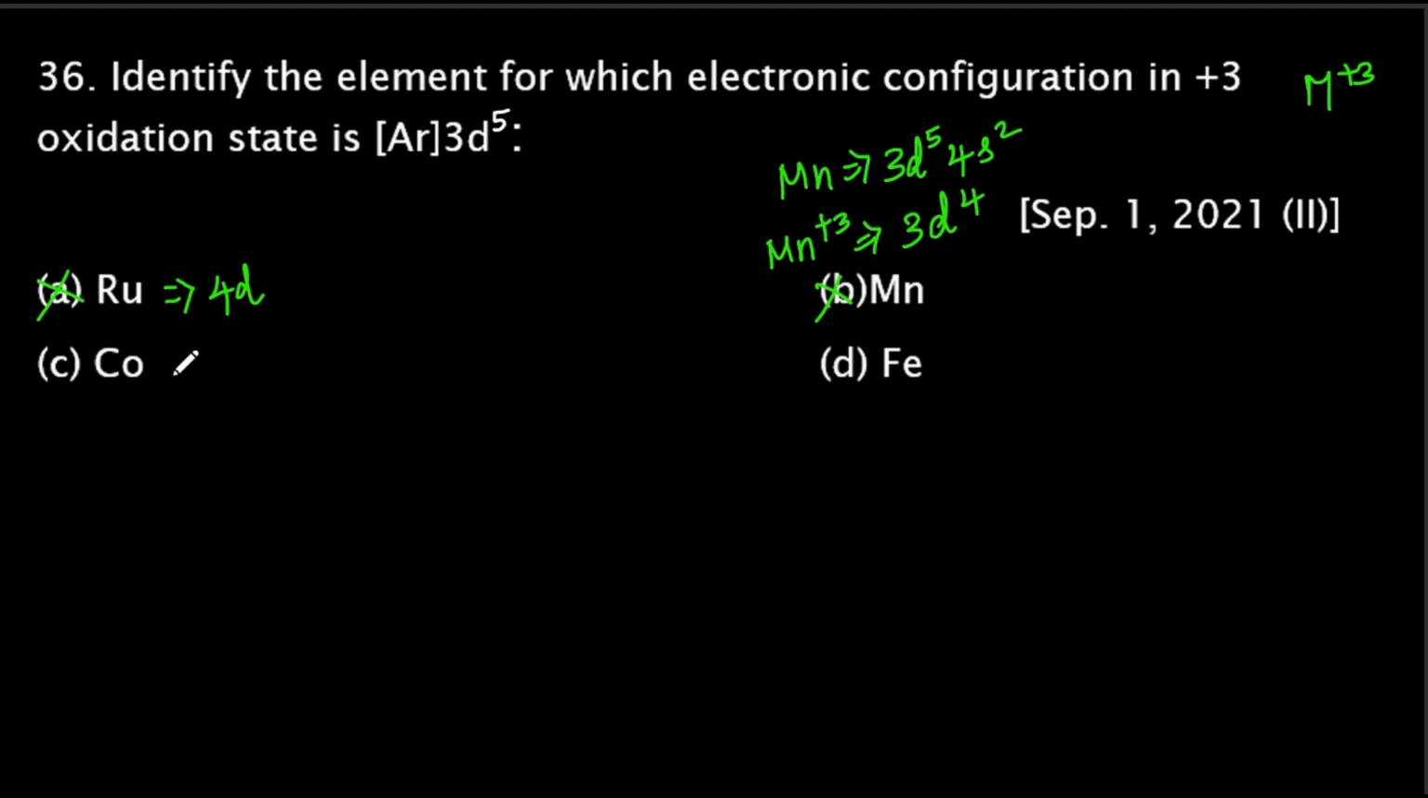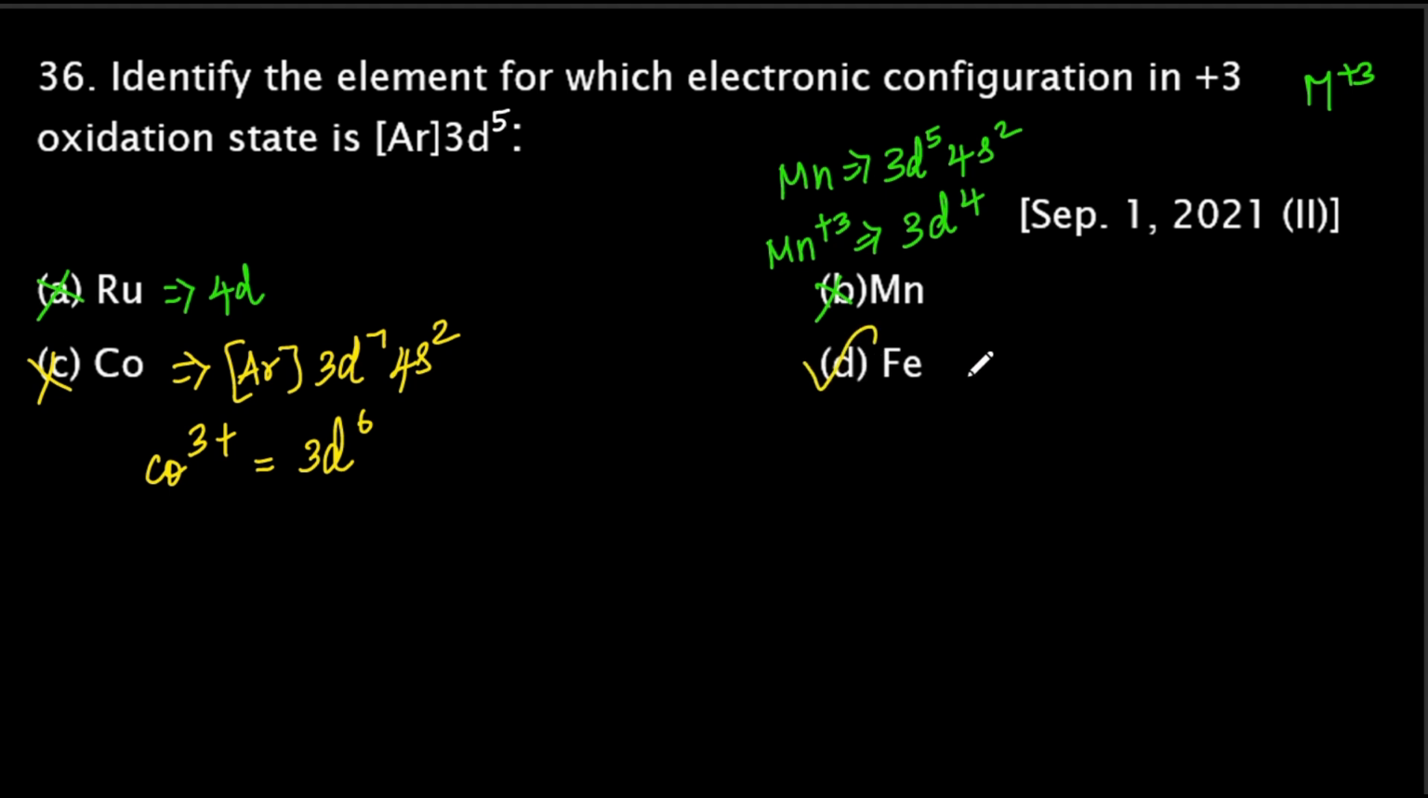Going to option C, cobalt has the electronic configuration argon 3d7 4s2. Then Co3+, after the removal of 3 electrons, will have 3d6 configuration, and it is not 3d5. So option C is also wrong. Then our correct option will be option D only. Iron has the configuration argon 3d6 4s2.